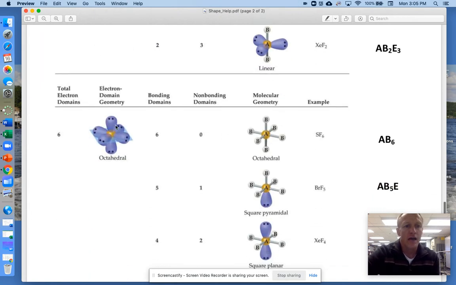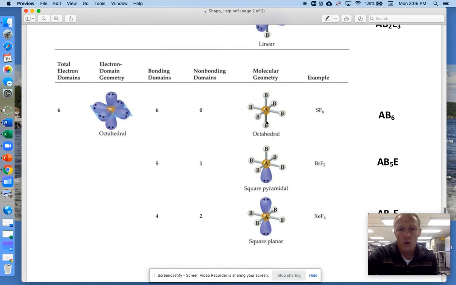And last one, you have 6 electron domains, so still an expanded octet around the central element. Everything here is a 90-degree angle, by the way, 90 degrees apart. So octahedral is your electron geometry. Again, if there are no unshared pairs, it's still octahedral. If you replace one bonded pair with an unshared pair, it's called square pyramidal. 2 of them is square planar. All right, that's that. That was quick.